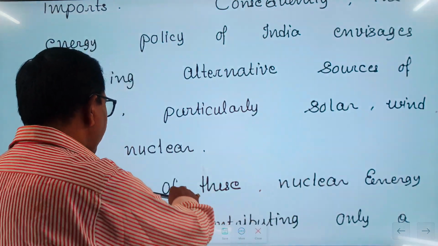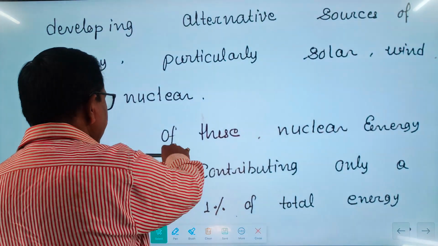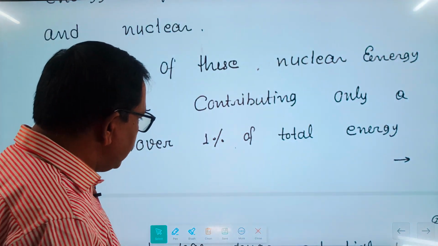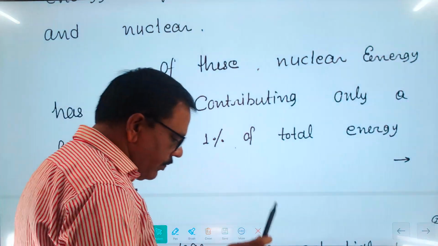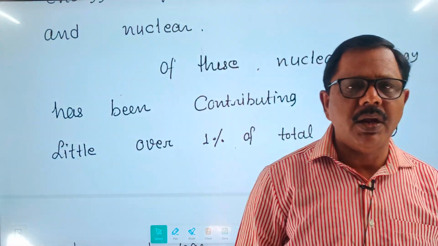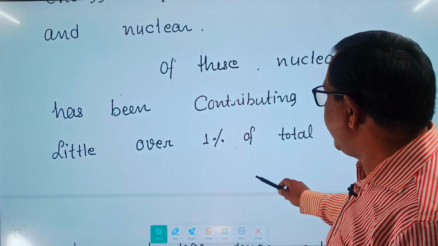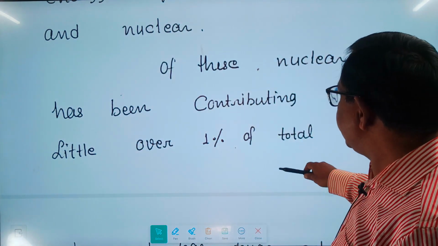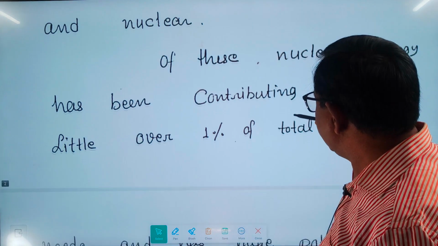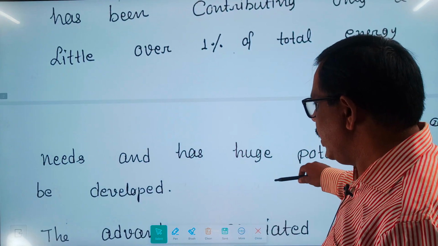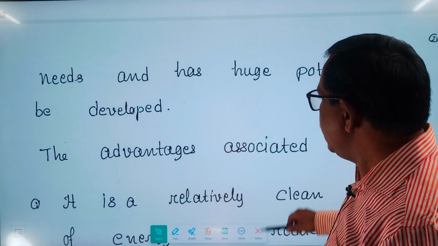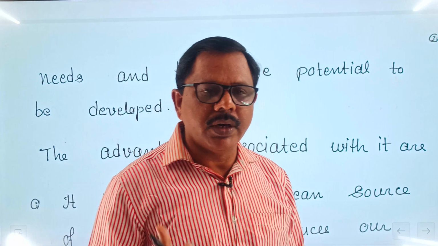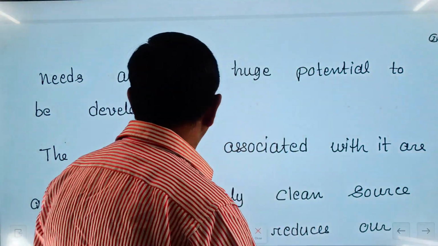In the next paragraph you write, of these, nuclear energy has been contributing only a little over 1% of the total energy. This is a fact. As per the question, you are presenting your views, and this is a fact. Compared to the other sources of energy, nuclear energy has been contributing only a little over 1% of the total energy, and it has huge potential to be developed. Obviously it produces 1% of total energy, so it requires some extra potential.